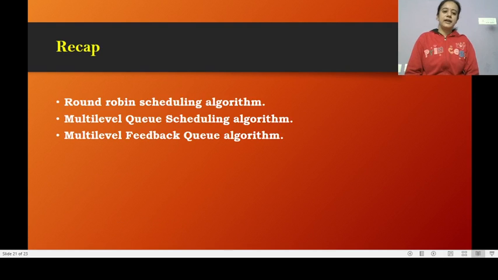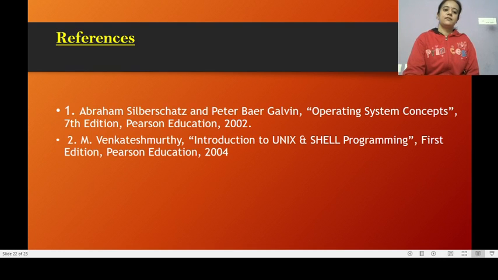Let us have a recap of whatever we studied in today's session. Today we understood the round robin scheduling algorithm, in which each process is given a time slice or CPU time to execute, the multi-level queue scheduling algorithm, and the multi-level feedback queue scheduling algorithm. These are the references you can go through.